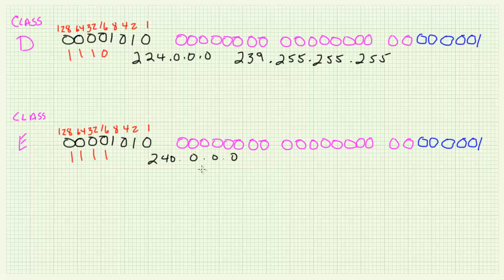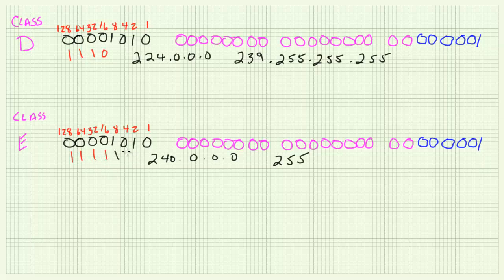And the last Class E will be, what would we get if we took all of the remaining bits from right here all the way on out and set those to 1? That's simply going to be 255. Remember 255 because, see, we've got the first 4 set to 1.